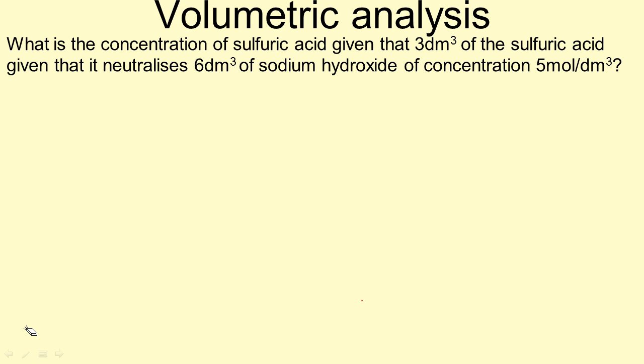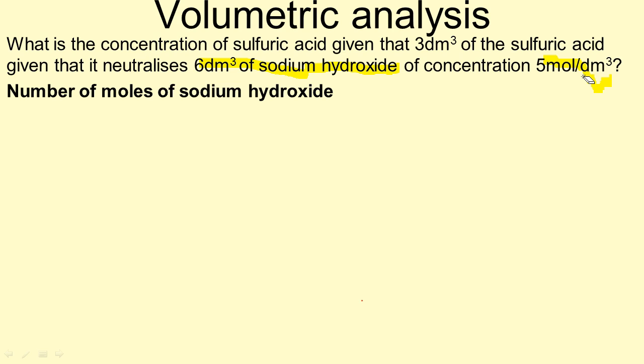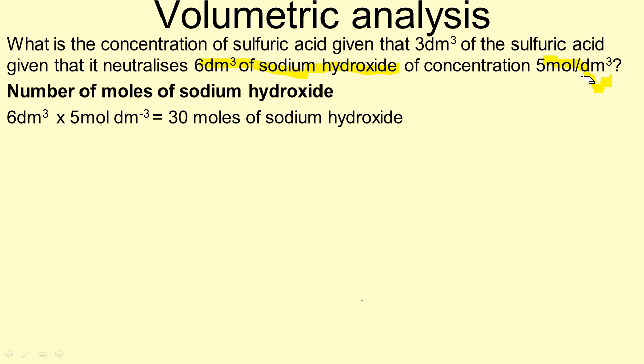What is the concentration of a solution of sulfuric acid, given that 3 decimeters cubed of the sulfuric acid neutralizes 6 decimeters cubed of sodium hydroxide of concentration 5 moles per decimeter cubed? If we know a volume and a concentration for a substance, we can work out how many moles of that substance are present. So we can work out the number of moles of sodium hydroxide. Volume times concentration, 6 decimeters cubed, multiplied by 5 moles per decimeter cubed, gives us 30 moles of sodium hydroxide present.